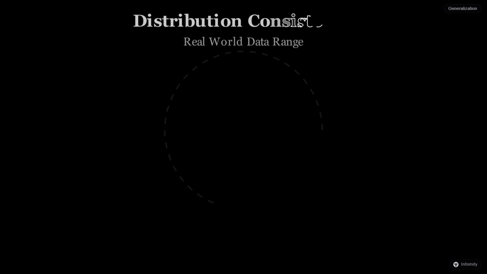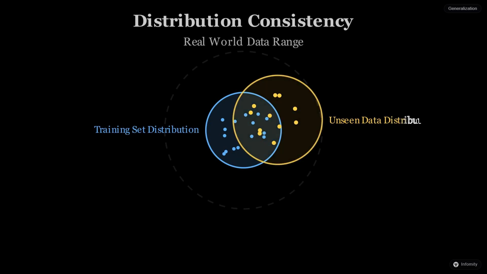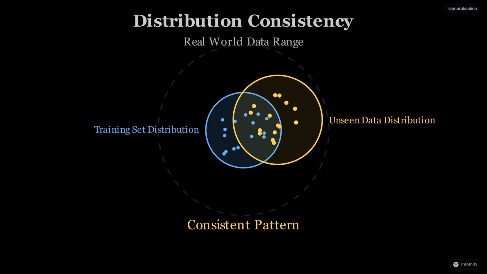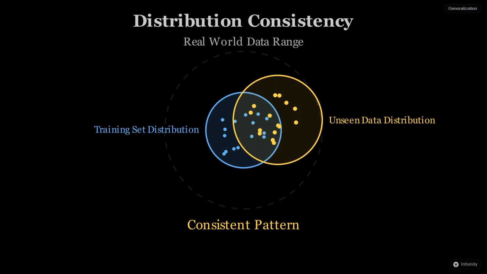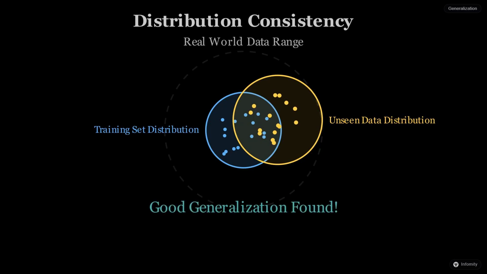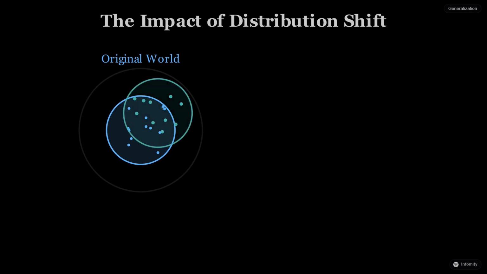For a model to generalize well, it's crucial that the unseen data comes from the same underlying distribution as the training data. Think of it as the unseen data belonging to the same world or pattern as the training data. If our training data represents houses in a specific city, then our unseen test data should also be houses from that same city, following similar pricing patterns. Visually, the cloud of unseen data points should largely overlap with, or extend naturally from, the cloud of training data points.